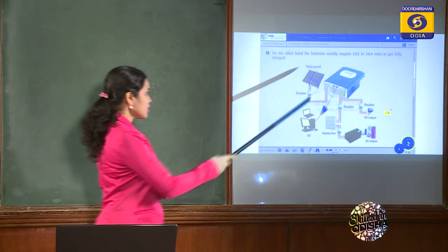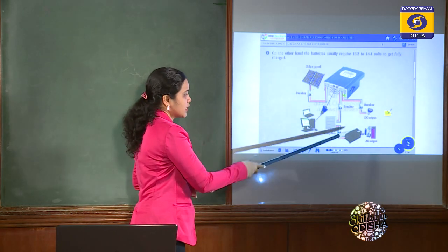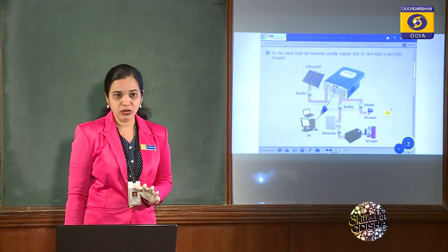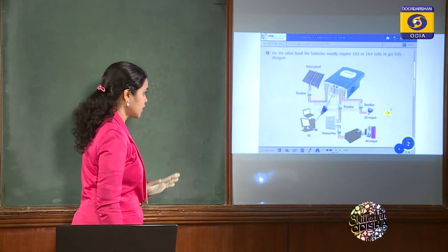So the charge controller controls the charging of that battery and also increases the life period of that battery, by which the maintenance cost can be reduced. We can reduce the maintenance cost of that battery.